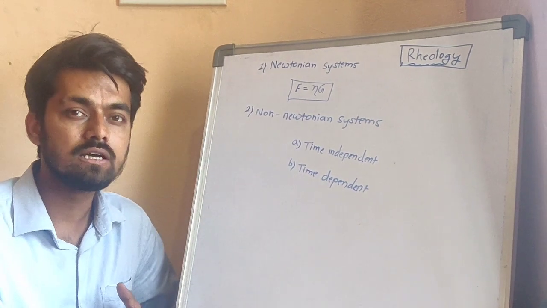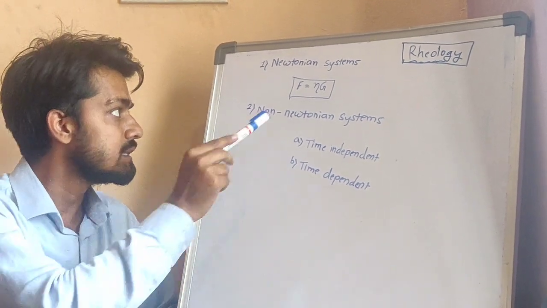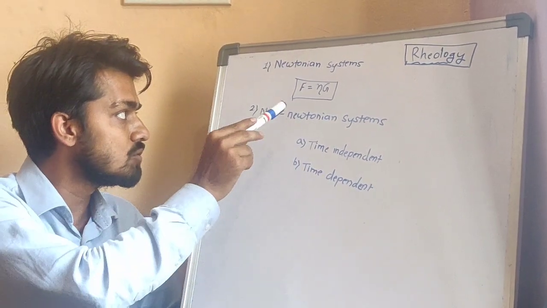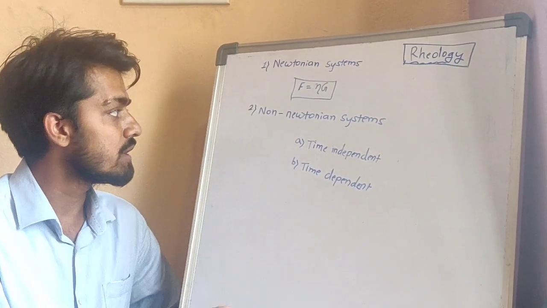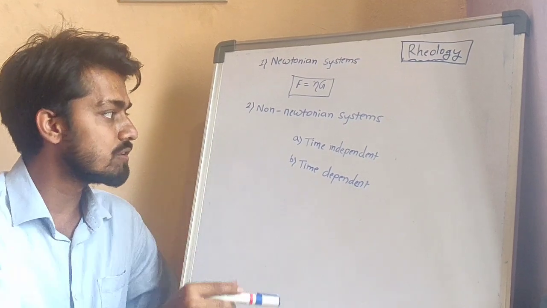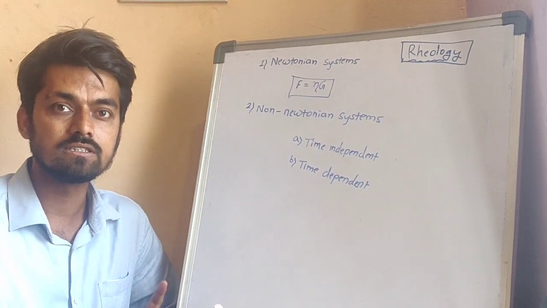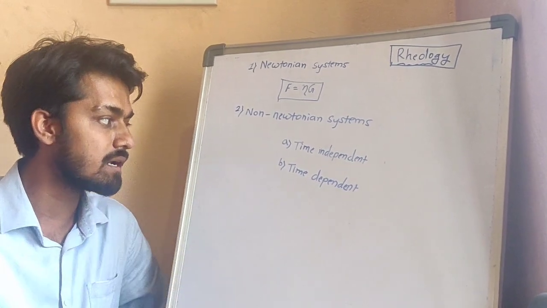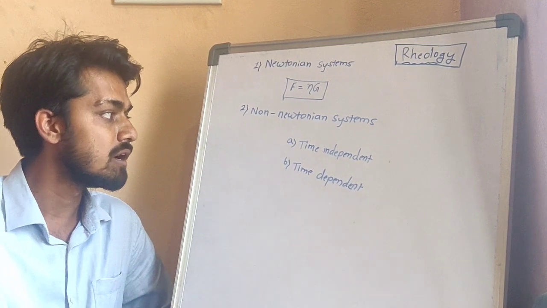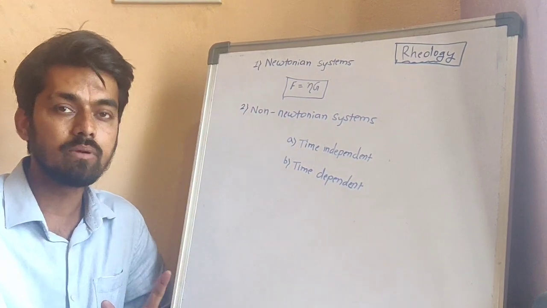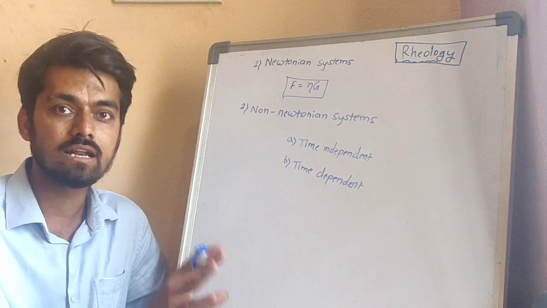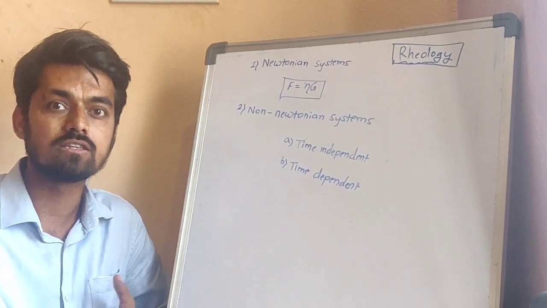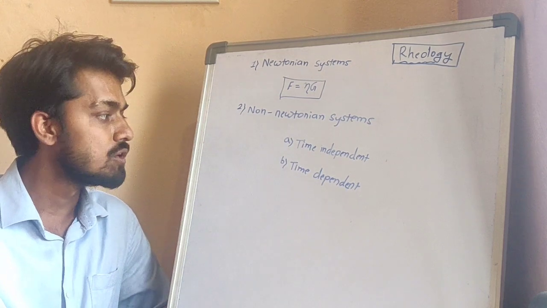The Newtonian system obeys Newton's law of flow. This is the formula for Newton's law of flow: F is equal to eta g. Second is the non-Newtonian system. Non-Newtonian systems are further divided into two types: time independent and time dependent. In the time independent type there are three subtypes: first is plastic, second is pseudoplastic, and third is dilatant flow.